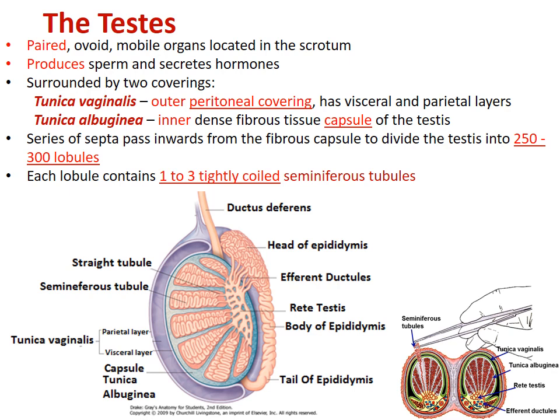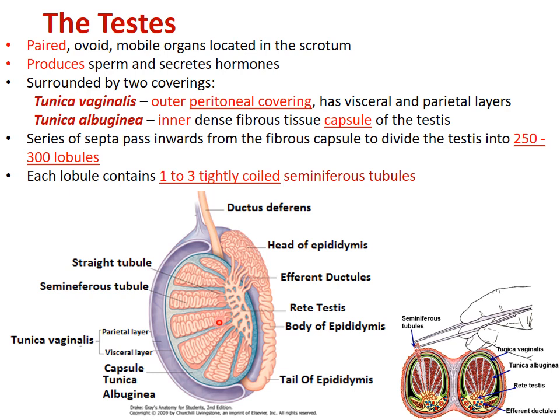In the next slide, we will talk about the testes. Testes are paired, oval, mobile organs located in the scrotum, which produce sperm and secrete hormones. So sperms are produced within the testes. Where in the testes? In the seminiferous tubules. Can you see these seminiferous tubules here? These seminiferous tubules are connected with straight tubules. Can you see this straight tubule between the seminiferous coiling here?